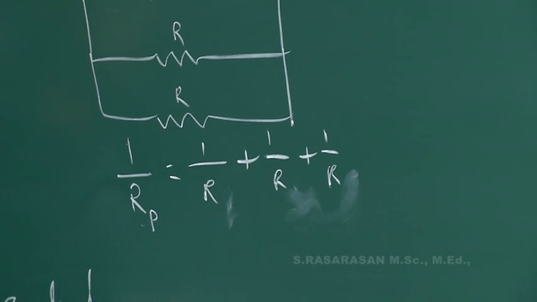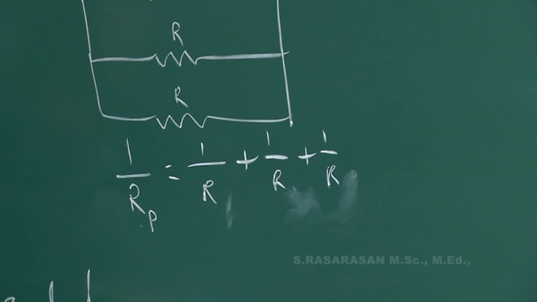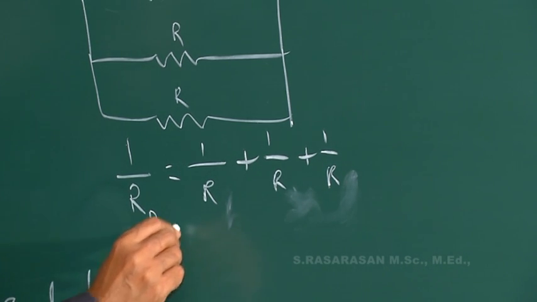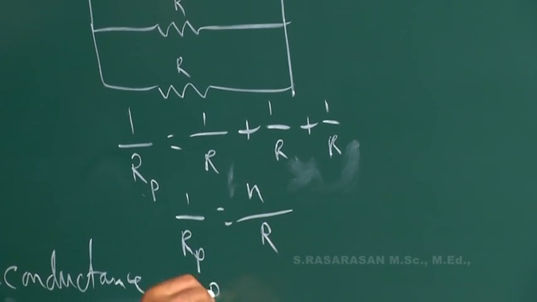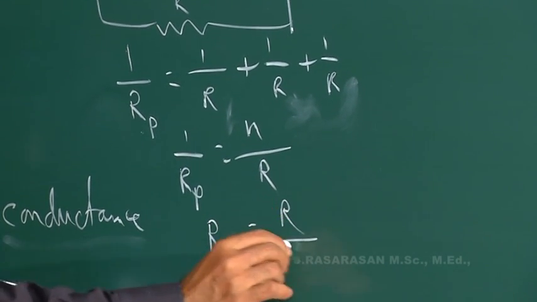If there are 3 resistors, it is 3 by R. If there are 5 resistors, 5 by R. If there are n resistors, it is n by R. So 1 by Rp is equal to n by R. So Rp is equal to R by n.